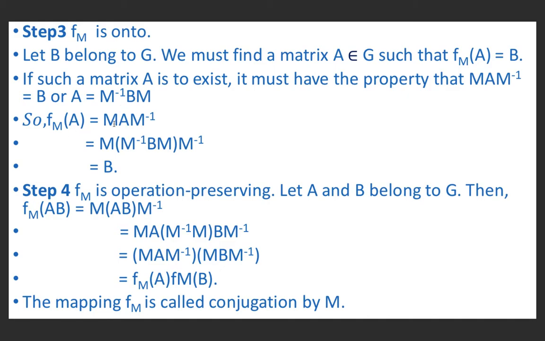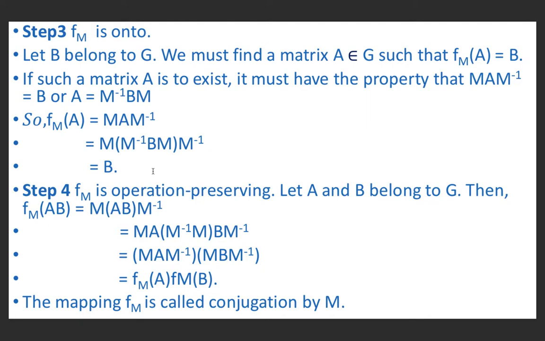So F_M(A) equal to M A M inverse, and if we substitute the value of A, we get M M inverse B M M inverse. Again by associativity of matrices under multiplication, and since M M inverse is nothing but the identity matrix, we will be left only with B. So for every B belonging to G, we have found the matrix A such that F_M(A) equal to B. It means F_M is onto.